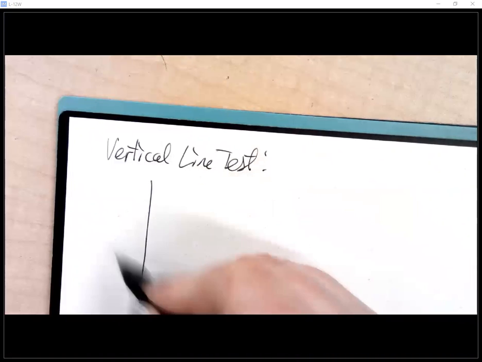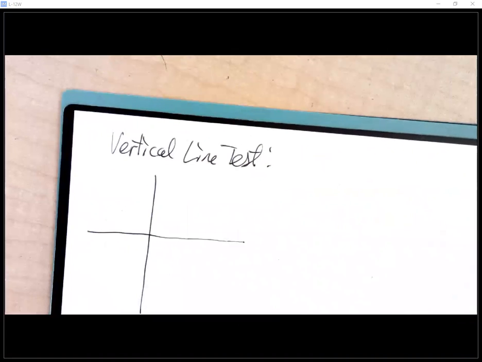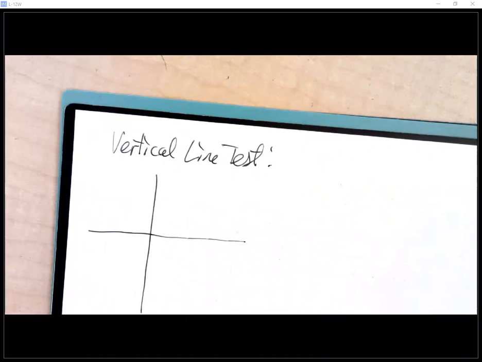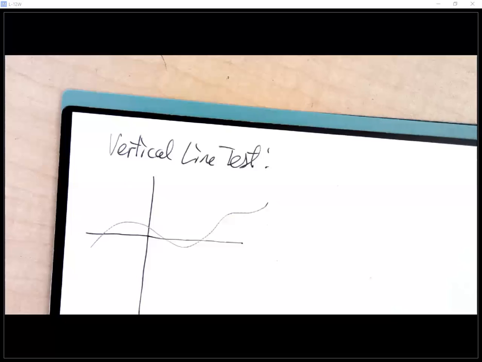So if I have a graph of something, let's use a different color. Let's say my graph looks like something like that. Who cares? The vertical line test is a way for us to tell if this thing is a function or not just by glancing at it. And here's what you do if you're not aware. You are going to visualize a vertical line passing along through your line.